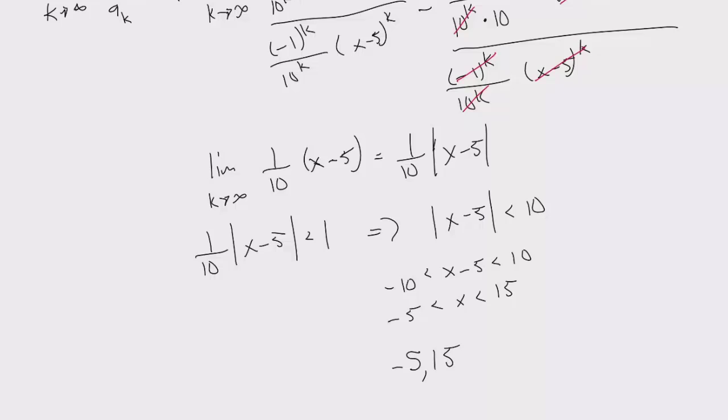What I don't know is if those are brackets or parentheses, and that's a matter of us testing what happens at negative 5 and then also what happens at 15. So let's do that test.